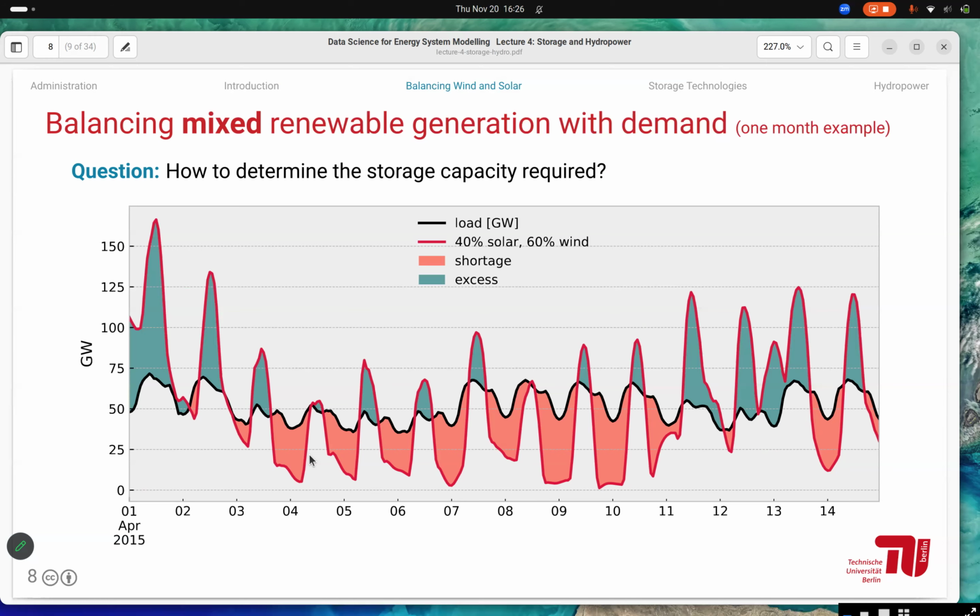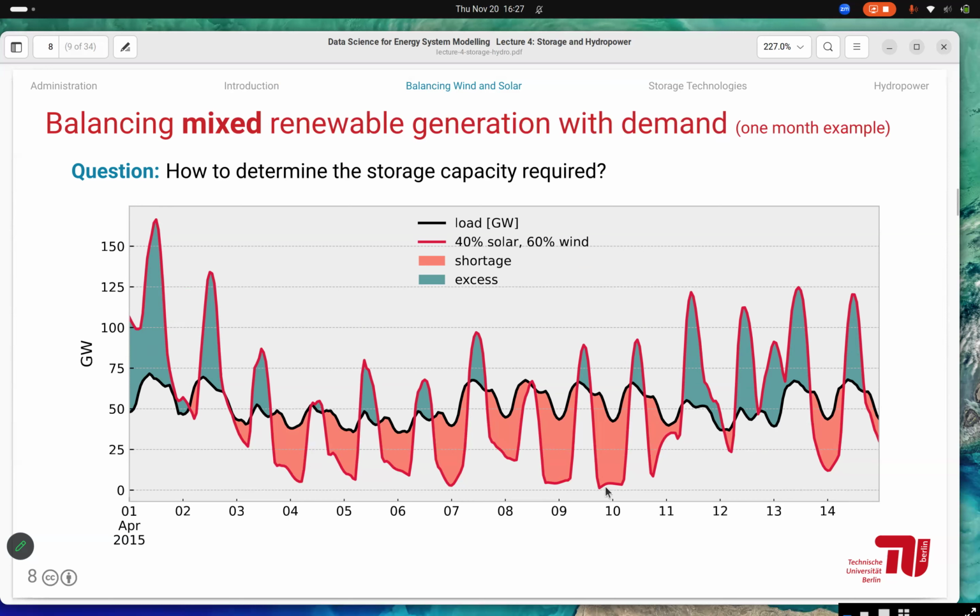So somebody could maybe ask the question, well, how much storage do we need? And there's not one value that we can answer this question with, because there are different things that can play a role. There's one question: how quickly do I need to absorb excess electricity? And that's the charging power. How quickly can I put power from the grid into a storage? And that would be, for example, driven by this difference between the generation and the load in the periods of excess. And I have the same in the opposite.